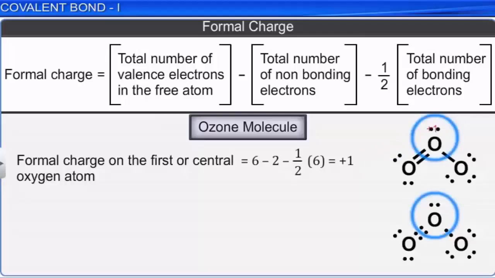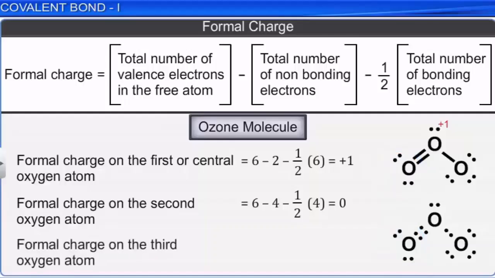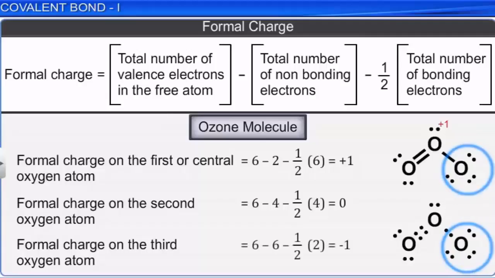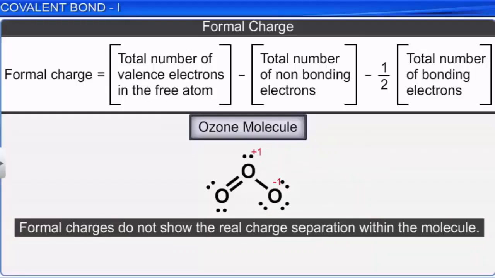plus 1. The formal charge on the second or doubly bonded oxygen atom is 6 minus 4 minus half multiplied by 4, which is equal to 0. The formal charge on the third or single bonded oxygen atom is 6 minus 6 minus half multiplied by 2, which is equal to minus 1. Remember that the formal charges do not show the real charge separation within the molecule. Formal charges are useful to predict the most stable structure among the possible Lewis dot structures of the compound.